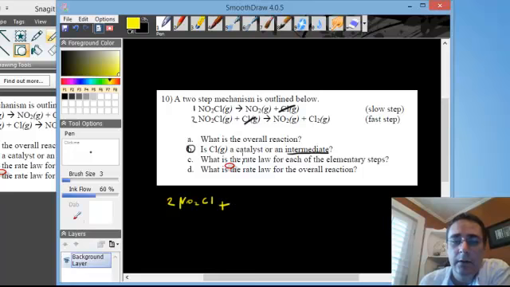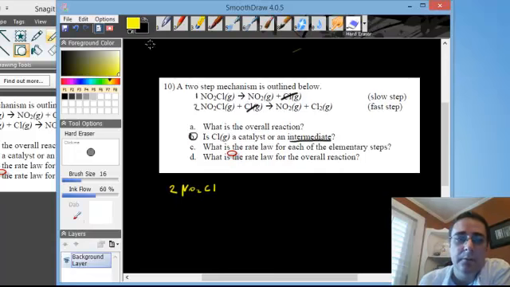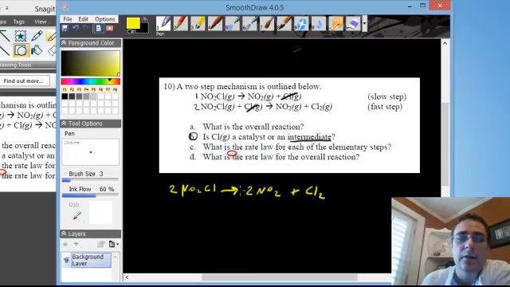plus nothing, right? That's it, it looks like. So let me just erase that plus. Sorry, that was my mistake. So 2 NO2Cl yields 2 NO2 plus Cl2, right? So there we go. There's the overall equation.